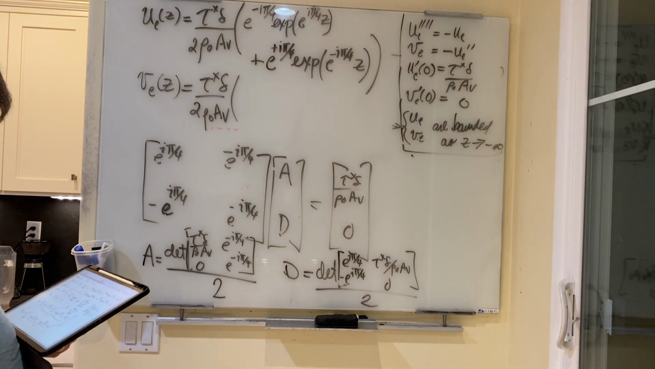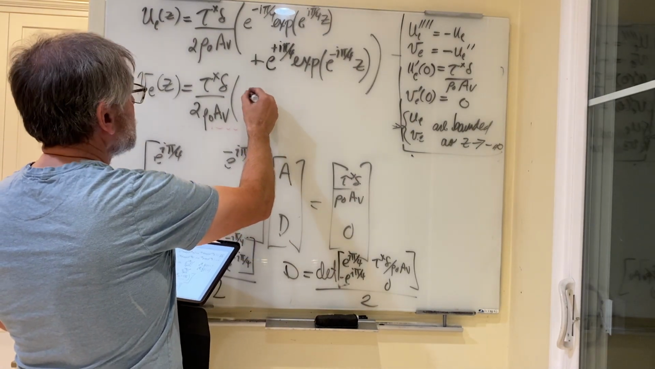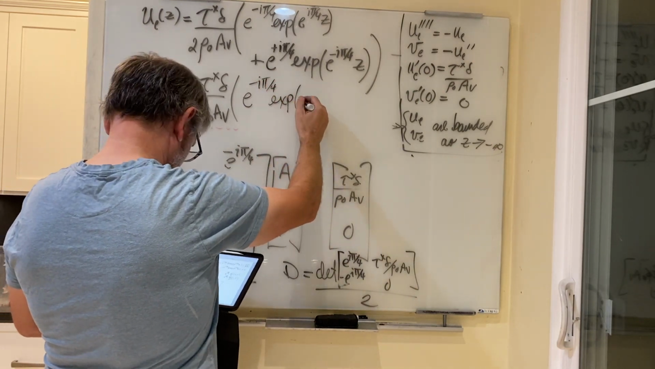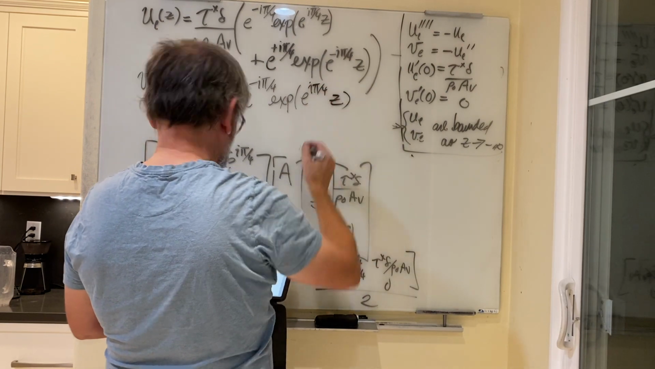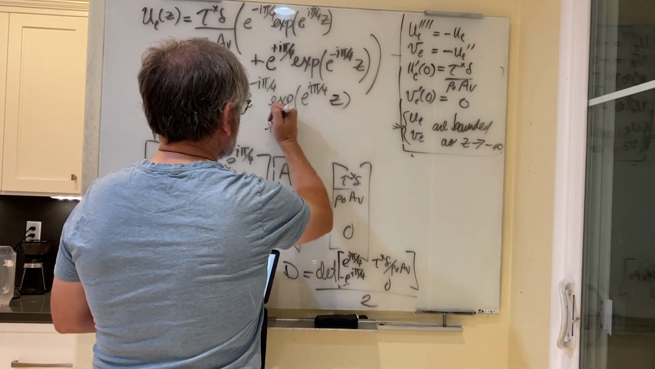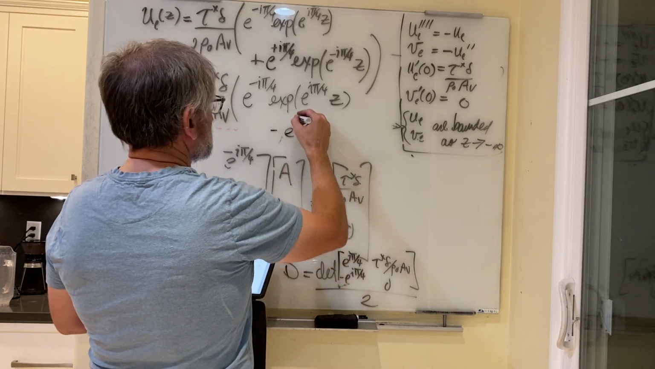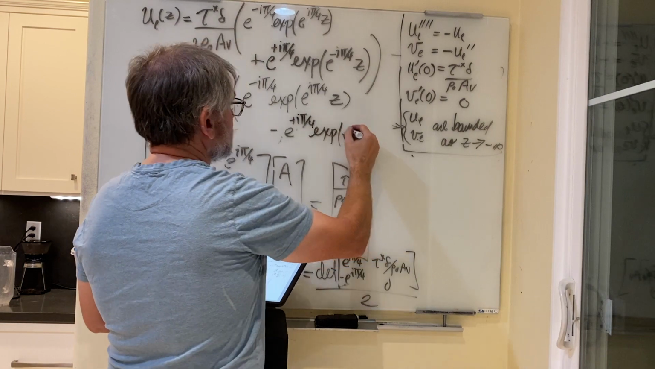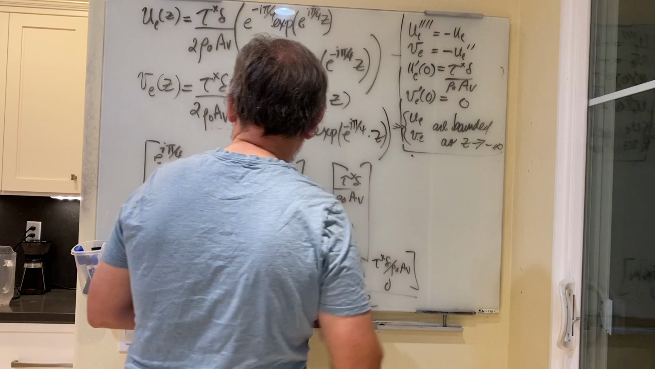Delta tau x rho naught AV, e to the minus i pi by 4 times exponential of e to the i pi by 4 times z, minus e to the plus i pi by 4 exponential of e to the minus i pi by 4 times z. Like that.